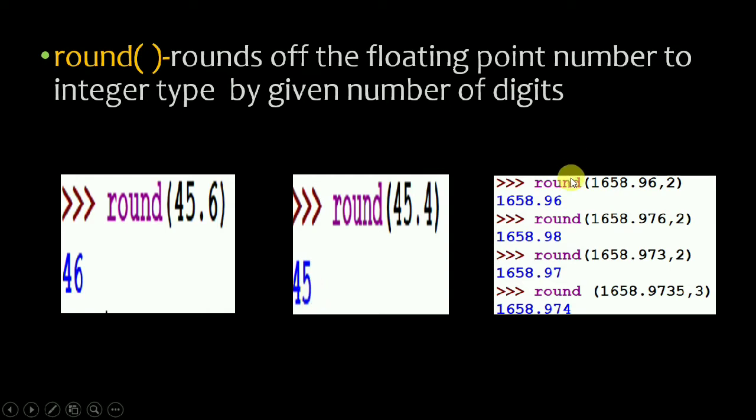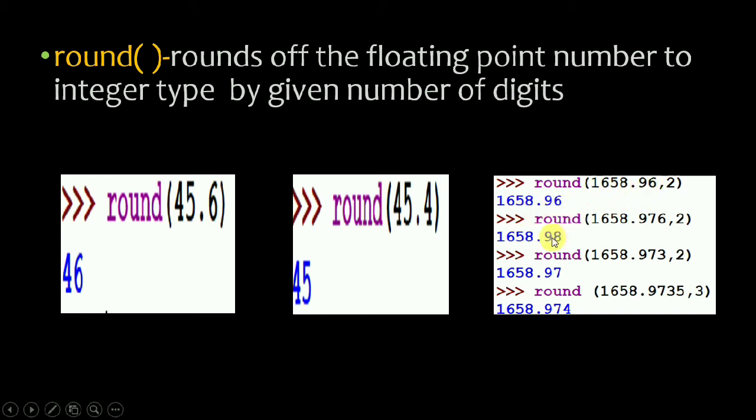There are some more examples also. Round function can take a decimal number or a floating point number along with how many digits we want after the decimal. We have written here 1658.96, 2. It means we want 2 digits after the decimal point. Already the number has 2 digits after the decimal point, so it will display the number as it is.